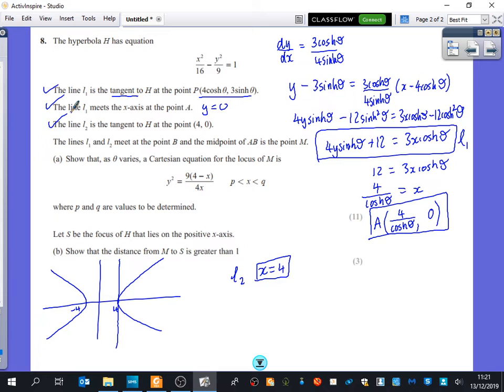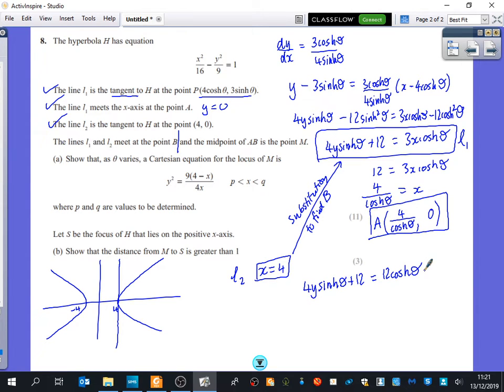But then that's easy, just sub in 4 to the... Exactly. It now says the lines L1 and L2 meet at the point B. So we're going to now find out where this and this meet each other. So I'm going to substitute 4 into here. We're now going to do a substitution to find B. So let's do 4y sine theta plus 12 equals 3 times 4, which is 12 cos theta.